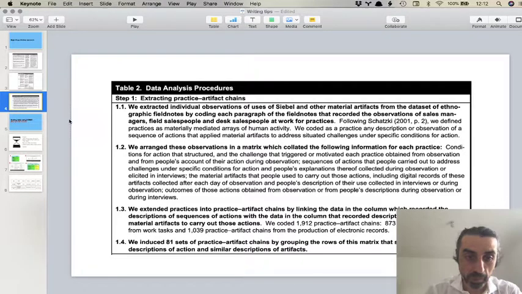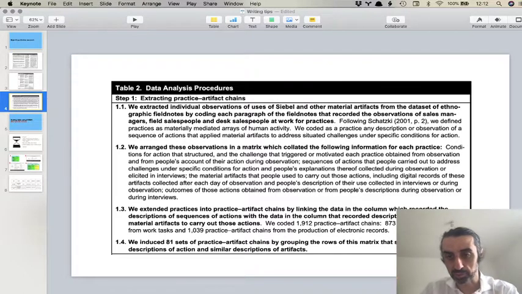Okay, so basically what I did is I built a matrix that had practices on the line and artifacts on the column, and I came up with almost 2,000 practice artifact chains. So sequences, practice artifact, practice artifact, with 873 related to work tasks and 1,039 for electronic records.